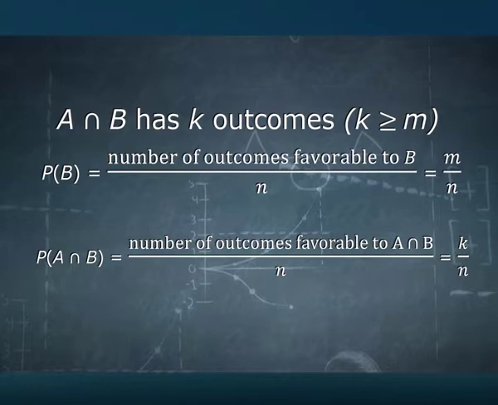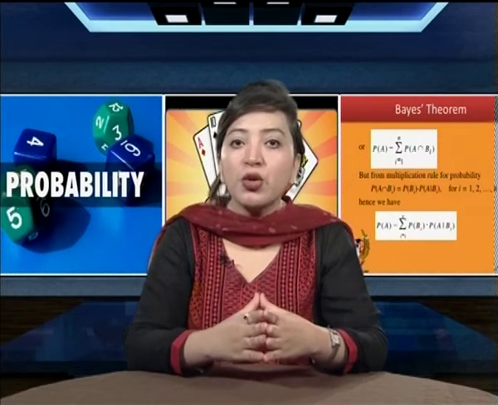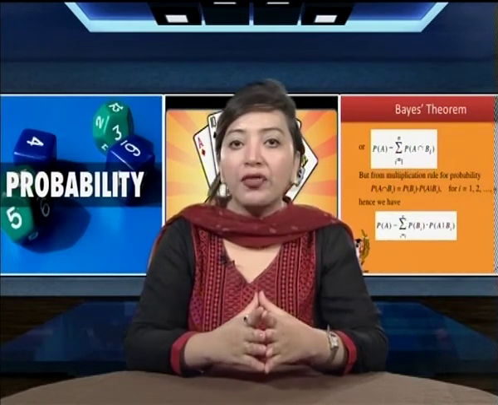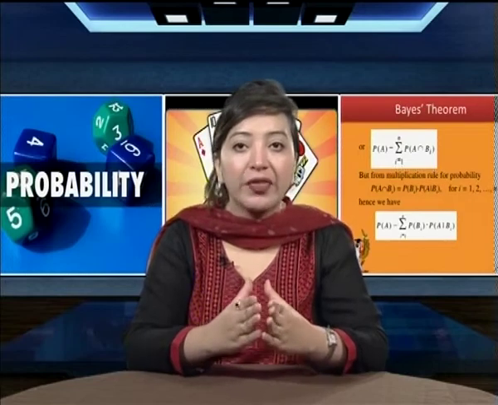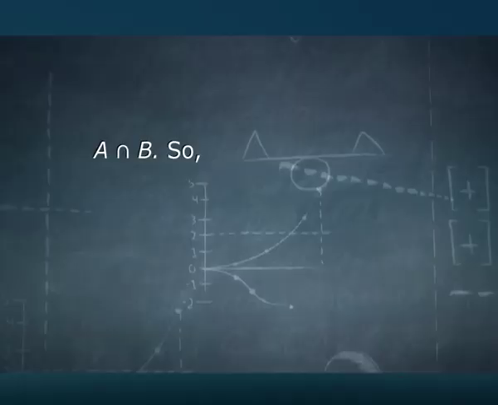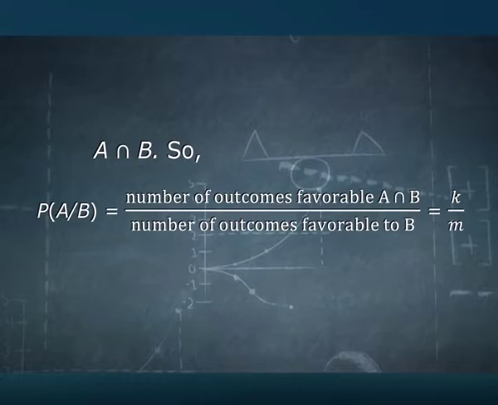We now compute probability of A by B, the probability that event A occurs given that B has already occurred. Since we assume B has occurred, our thinking may be restricted to set B as our new sample space. With respect to the new sample space B, the number of elements favorable to A consists of a count of those elements in A intersection B. So, probability of A given B is equal to the number of outcomes favorable to A intersection B divided by the number of outcomes favorable to B, which is equal to k by m.